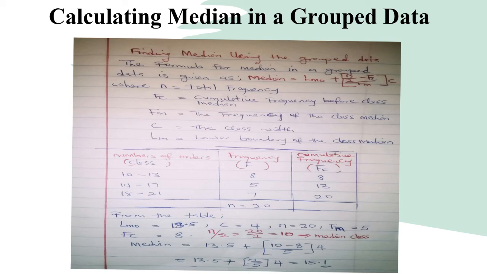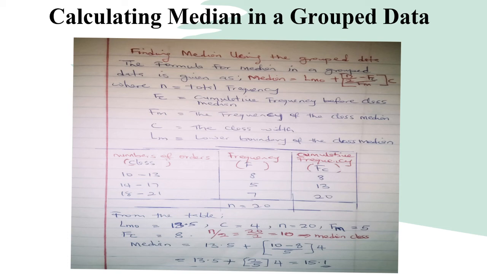We have to look for our cumulative frequency. So we make the table and we look for our cumulative frequency. Here we can see 8 as our first frequency. 8 plus 5, 13. Then 13 plus 7, we have 20, giving us a total of 20, which is our total sum of frequency. Whenever you do your cumulative frequency, the last number must tally with your n.